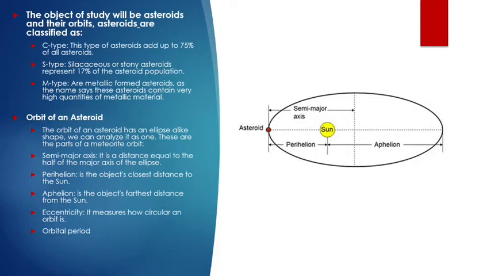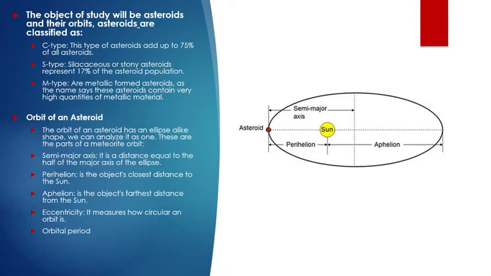The second one, the S-type, silicaceous or stony asteroids, represent 17% of the asteroid population and are made of stony materials, also known as silicates, from here the name, and they can also contain nickel, iron, and in some cases precious metals like platinum. And the third and last one, the M-type, are metallic asteroids. As the name says, these asteroids contain very high quantities of metallic materials.